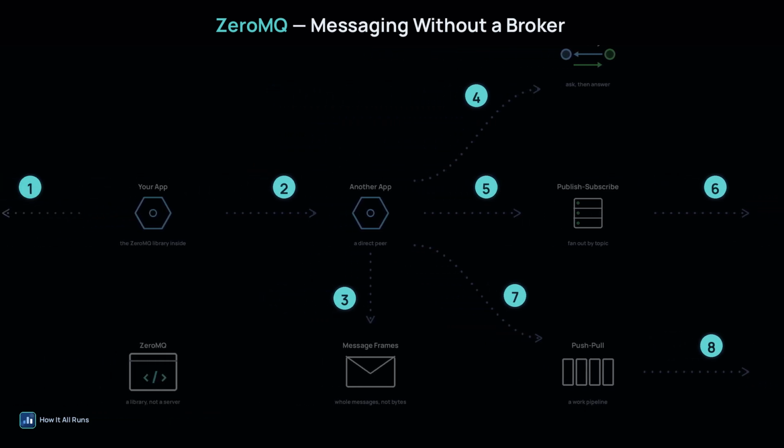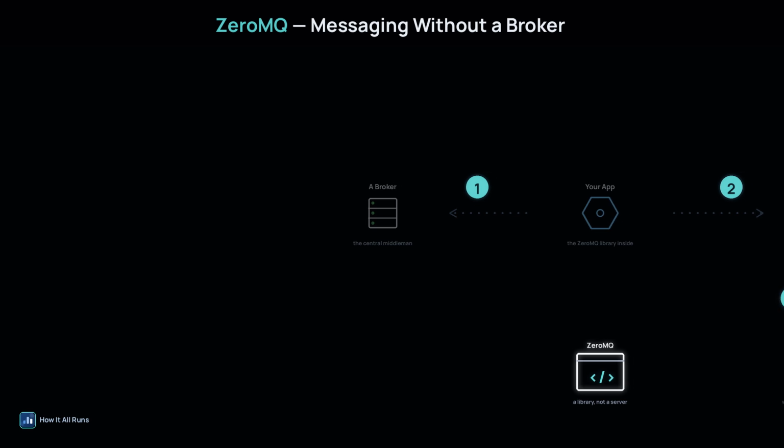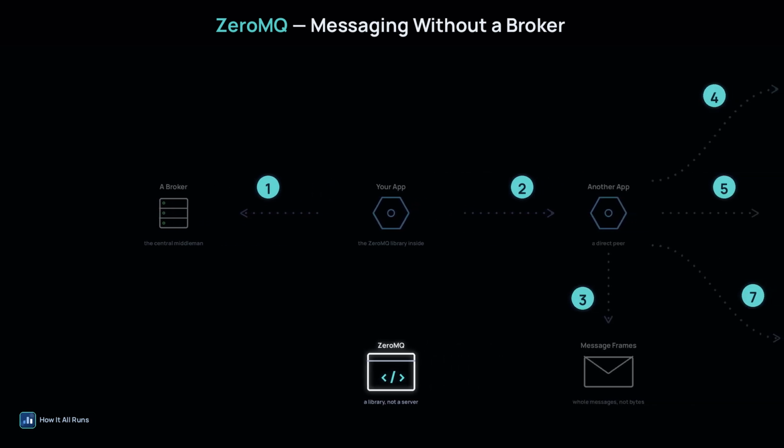You also give up what a broker hands you for free, a central point to monitor traffic, enforce routing, and see the whole system at a glance. With ZeroMQ, that visibility and control are no longer built in. So the choice is a real trade. ZeroMQ swaps a broker's durability and central control for speed, simplicity, and no single point of failure. It's perfect for fast internal fan-out and pipelines, and wrong when you need guaranteed once-only delivery.